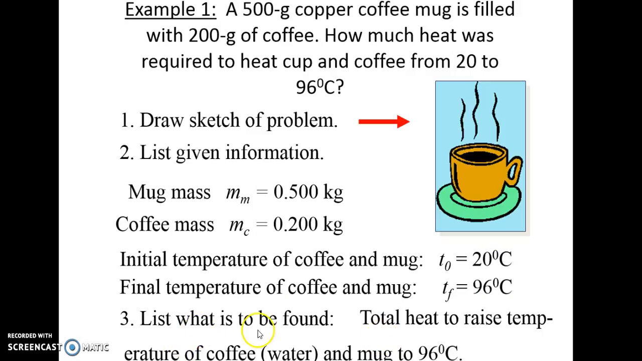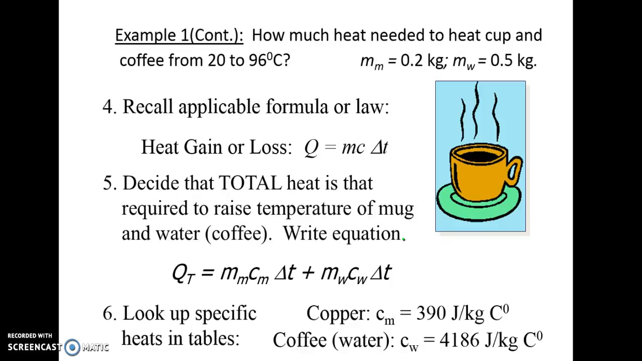So we're going to list what is to be found: the total heat to raise the temperature of the coffee or water and mug to 96 degrees centigrade. So again, here are our givens. Now we're going to recall the applicable formula or law. Heat gain or loss is Q equals m c change in temperature. So decide that total heat is that required to raise the temperature of the mug and water combined.